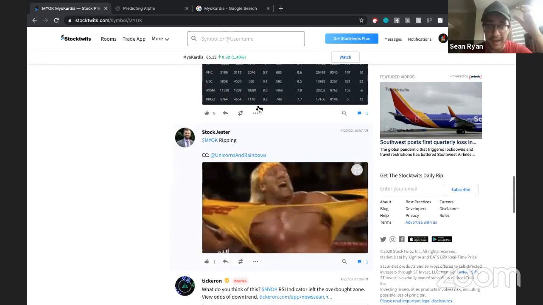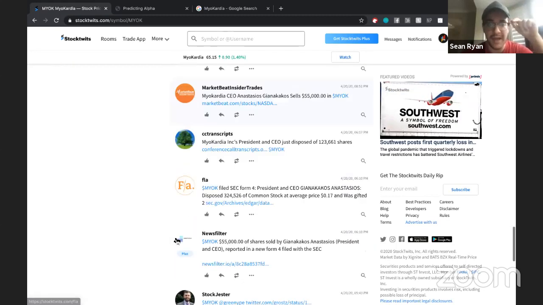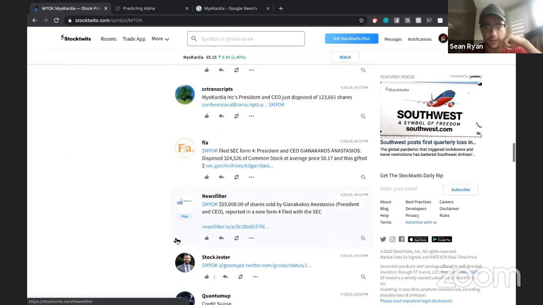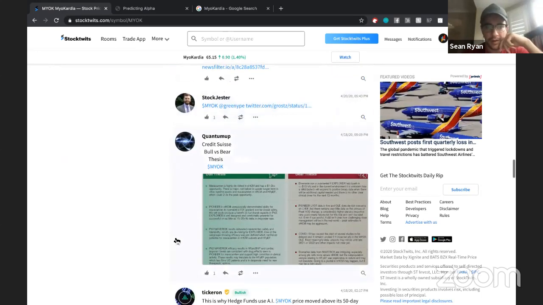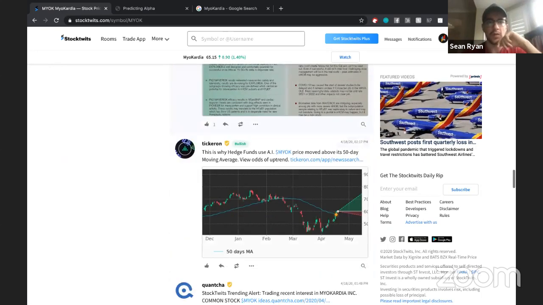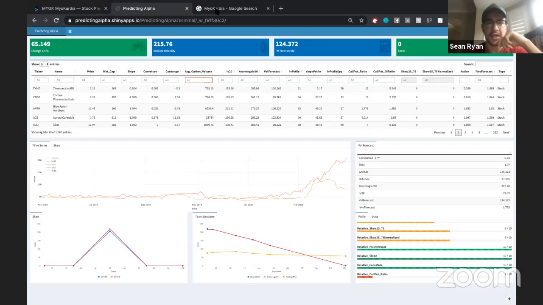But look at this. Heavy options volume, right? We're seeing massive volume in here. So what the hell is going on? Warren, if you do really want to look at this, you've got to understand thoroughly what's happening with this stock, because as it currently looks to me, there's something happening behind the scenes that we don't know about.